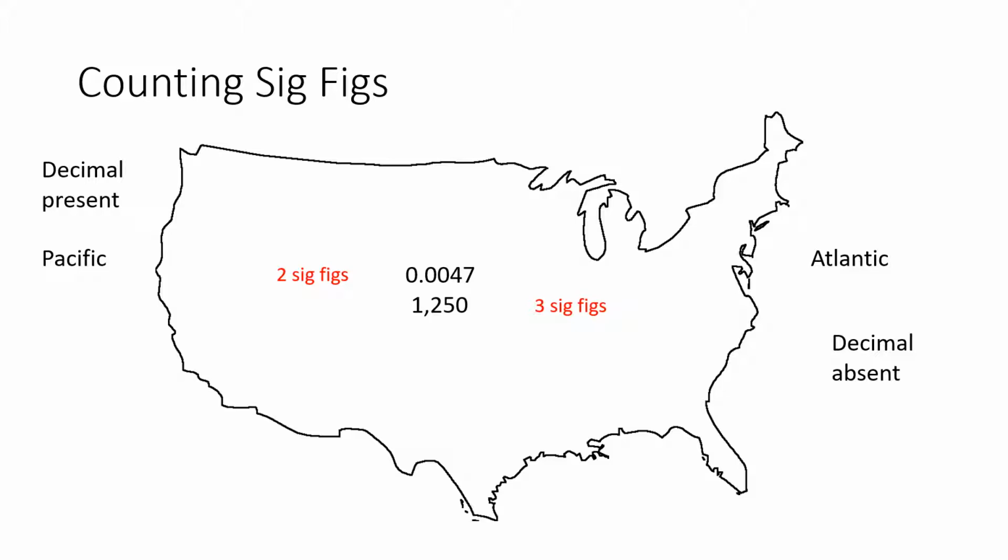You want to make sure that as soon as you start counting, you count every digit until the end of the number. Some of those ending zeros and beginning zeros will not count, but any zeros after you started counting are included in your number of sig figs.